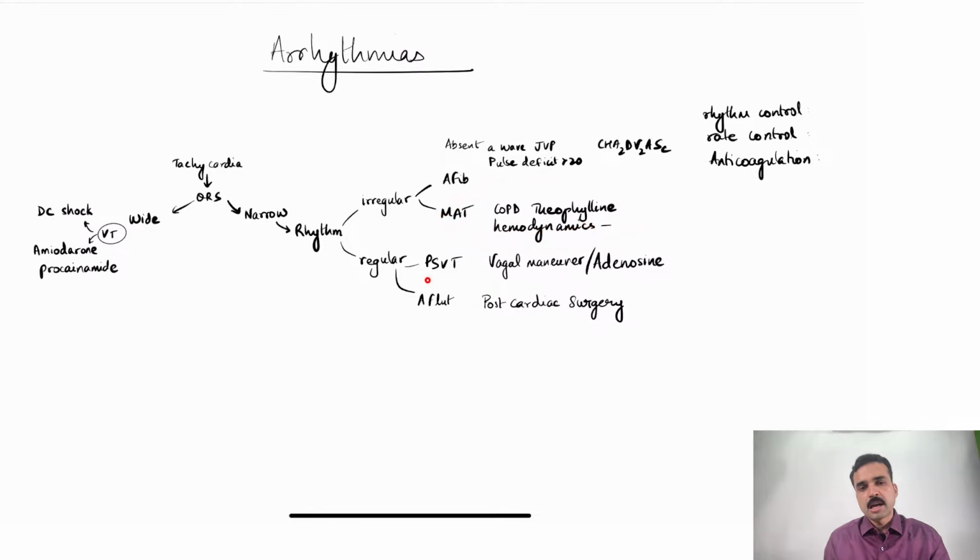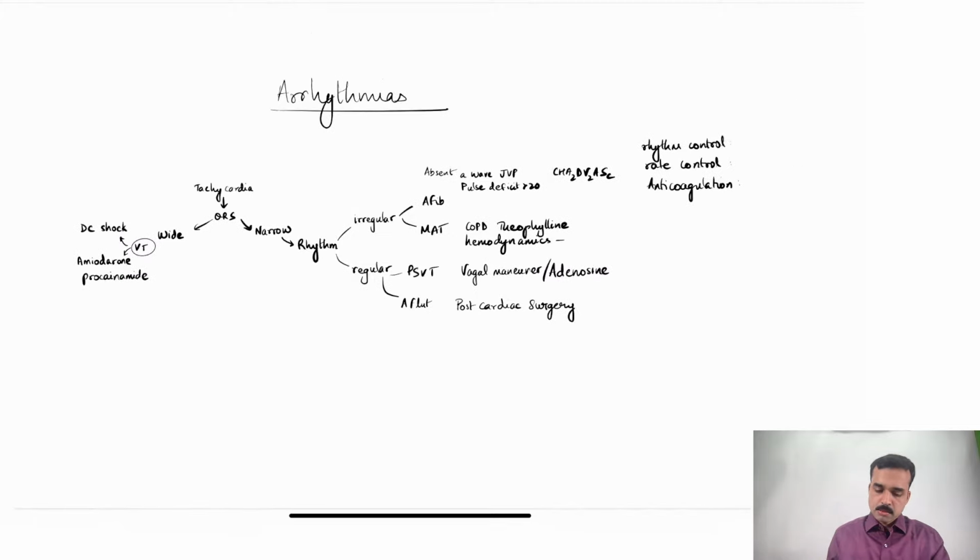Regular and narrow complex, absent P waves, think of PSVT. Treatment is initially vagal maneuver and then adenosine. Okay, atrial flutter, post-cardiac surgery. Okay, that is about tachyarrhythmias.